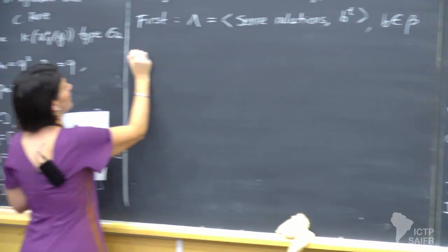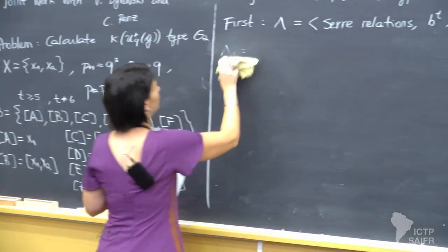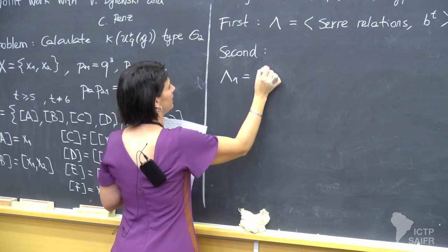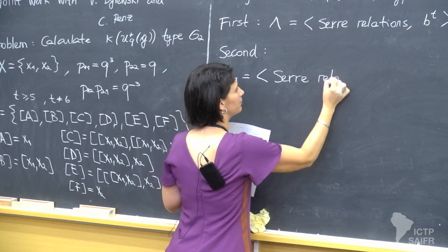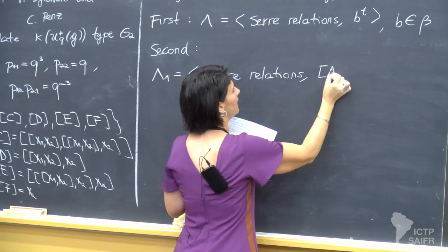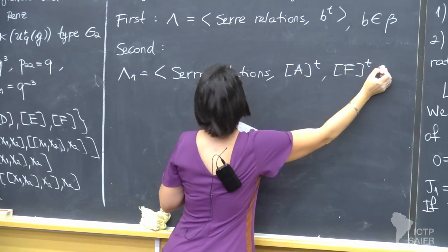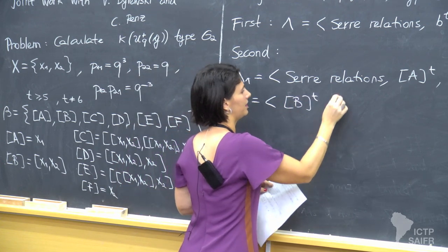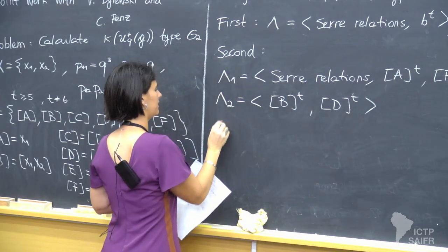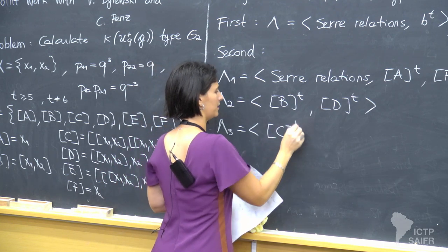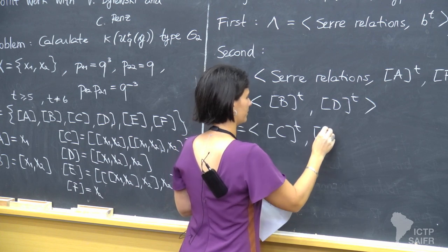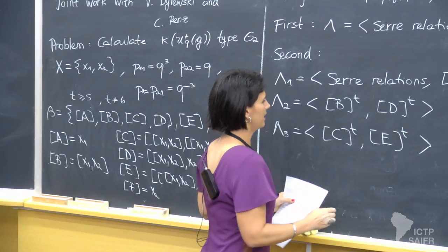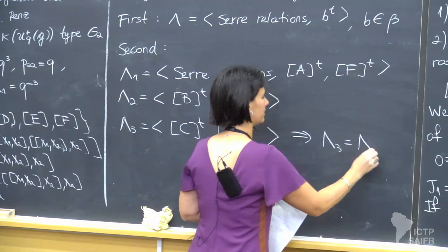So we say that lambda 1, then second, we see that lambda 1 is the set relations A to the T and F to the T. Then lambda 2 is B to the T and D. And finally, lambda 3 is C and E. And then we finish all the elements in lambda, and lambda 3 is the whole lambda, so kappa is 3.